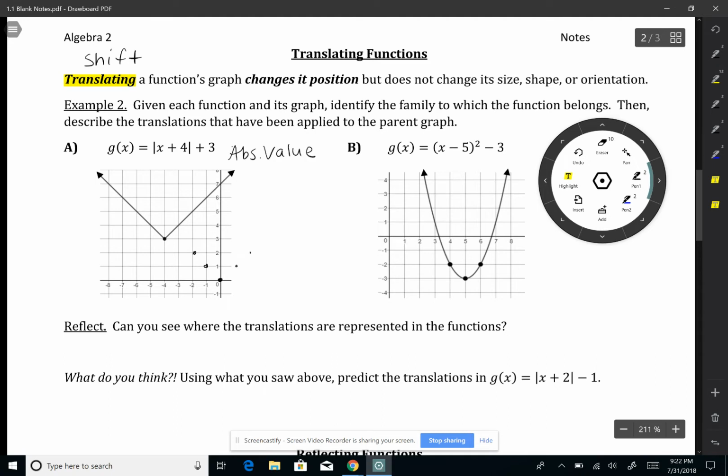And how we can really easily see how they have been translated is comparing the vertex with its new vertex. So my original here has that vertex at 0, 0. Ooh, that's just beautiful. Okay, but my new graph has a vertex at the point -4, 3. So what has happened to this vertex? We have moved left 4 and up 3.